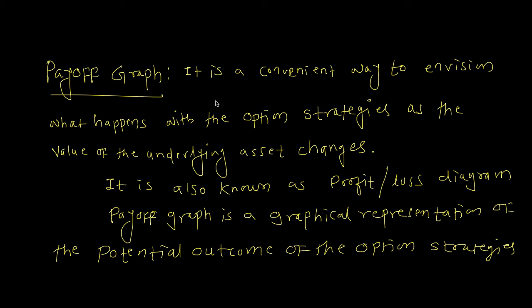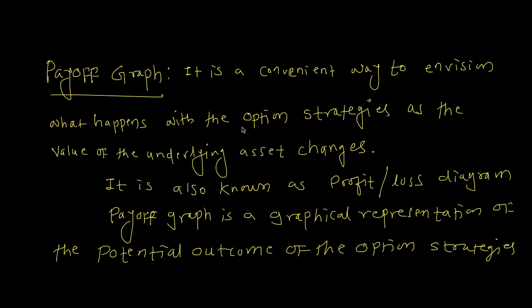This is Dr. Satpute. In this video, we'll discuss what is called a payoff graph. This payoff graph is normally drawn by either an option buyer or seller to see the performance, in terms of profit and loss, of the option which they have sold or bought. So it is a graphical representation of the profit loss statement, and that's why it is also called a profit loss diagram.